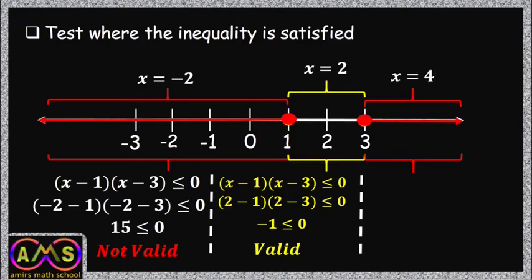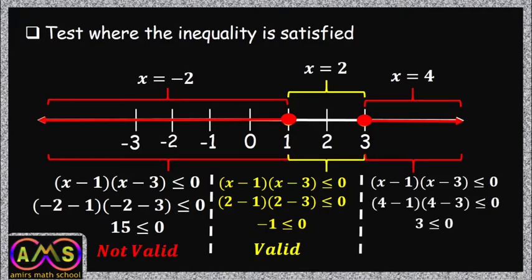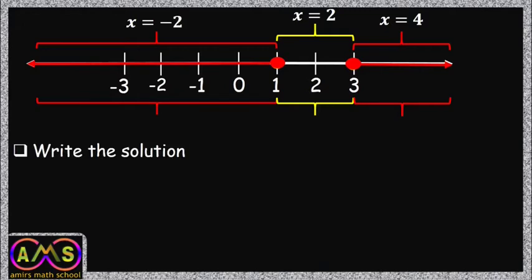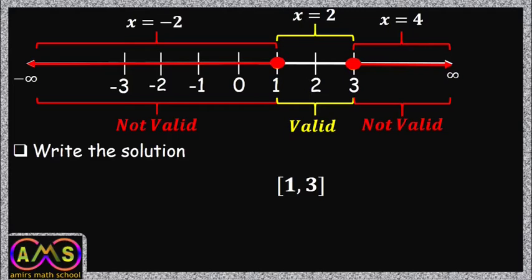Similarly, for the third part, if we take the value x = 4 and substitute this value in the inequality, we will get the value 3 ≤ 0. For this value, the inequality is not satisfied, so this part is not valid for the solution. So for the solution we have two invalid parts and one valid part, and the valid part is 1 to 3. So we can write the solution as [1, 3].